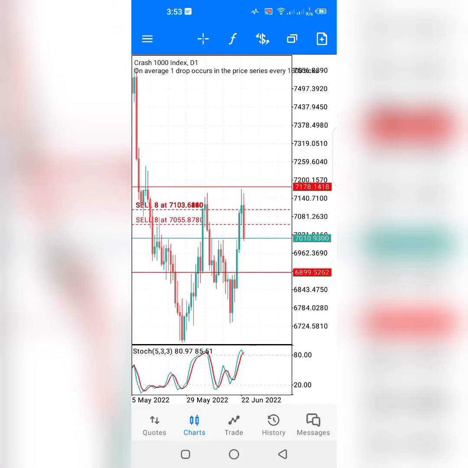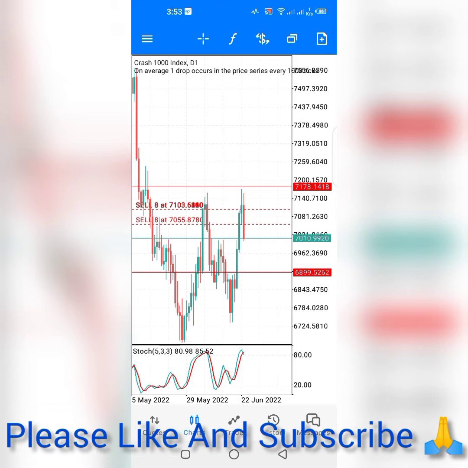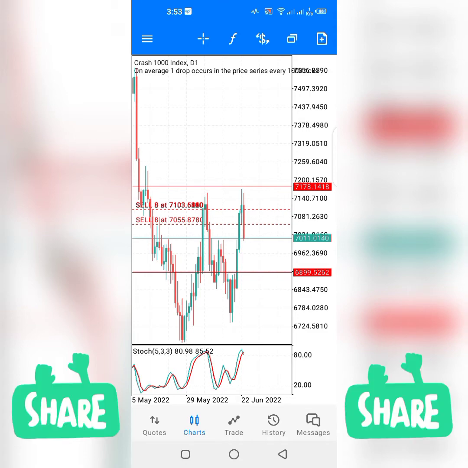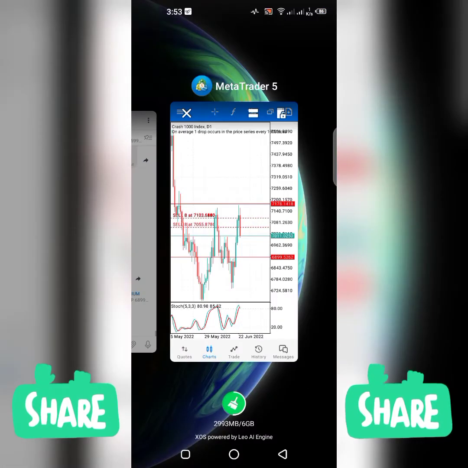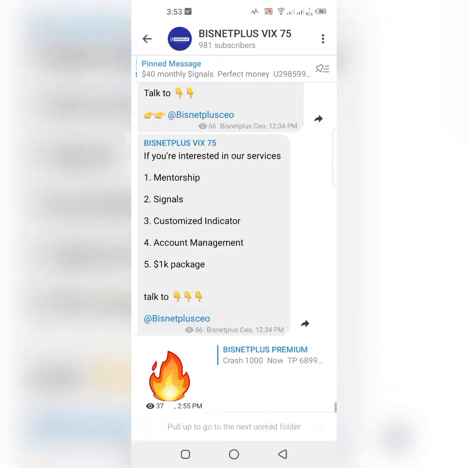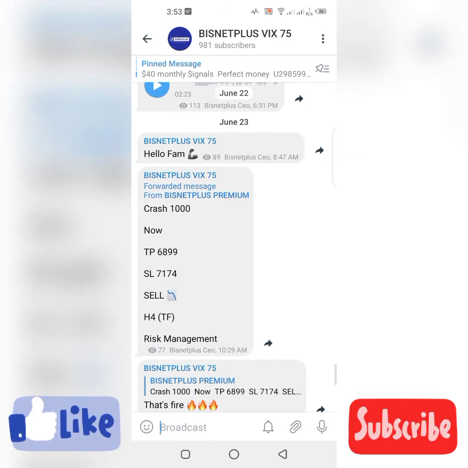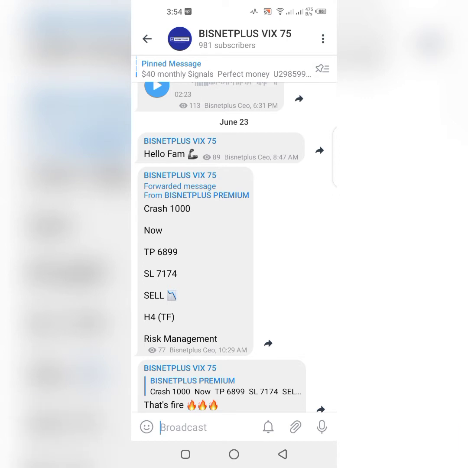Guys, I really want to show you something amazing, something awesome about the trade that we took today in the VIP. So I've decided to be sending free signals for everyone. As you can see, before I explain how the signal is being done, you can see the signal was sent from the VIP, which is the premium channel. Yeah. So for Crash 1000 Index, the TP was set to 6899, and also the SL at 7174. So we sold Crash 1000 Index earlier today, as you can see the time.